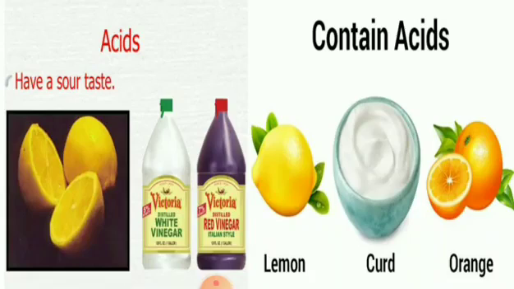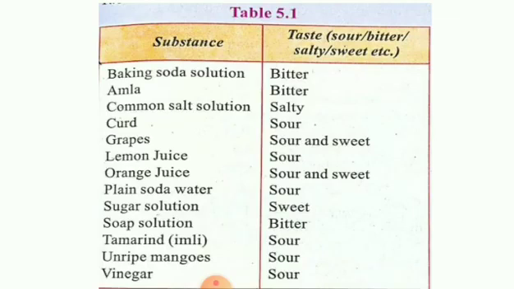Students, in our life, we come across different food substances, isn't it? Some substances are sour in taste, for example lemon, curd, orange, vinegar. These are said to be acidic because they are sour in taste. Some substances like baking soda, amla, then soap solution, are bitter in taste. So these substances are said to be basic.